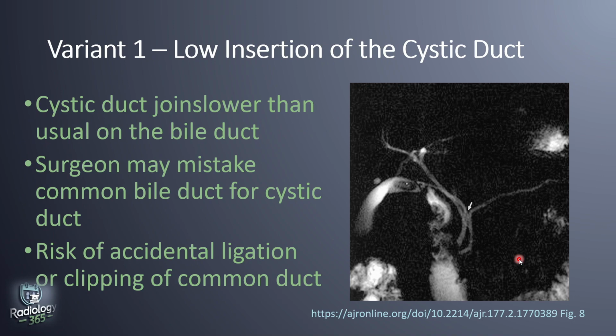Now, this very first variant, low insertion of the cystic duct, is a classic and quite dangerous variant if not recognized. The cystic duct normally joins a bit higher, but in this case, it inserts lower near the duodenum. During a gallbladder removal, if the surgeon doesn't spot this, they could mistake the common bile duct for the cystic duct and accidentally tie it off. That can cause bile leaks, strictures, or even liver damage.